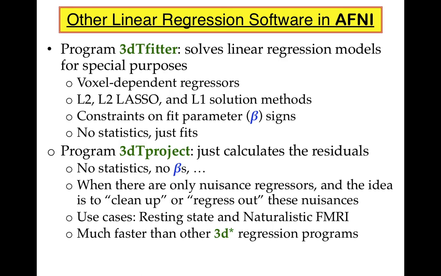This is used when there are only nuisance regressors, and the idea is to clean up, or as people sometimes say, regress out these nuisances. The most common nuisance, of course, being things from the subject's head motion. And polynomials, or whatever you use for baseline modeling. And the use cases for this are primarily resting state fMRI and naturalistic fMRI, where you want to clean up the data before you go on to further correlation-based analyses.